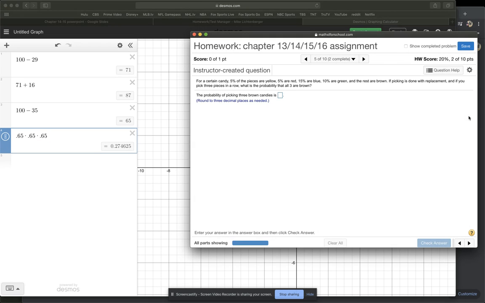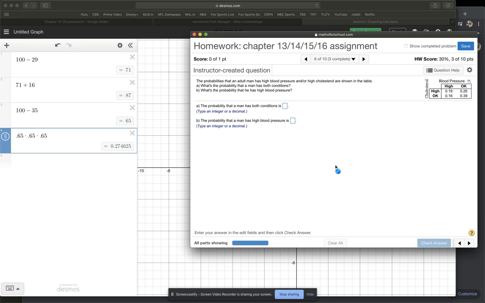That is our answer. And let's make sure we round to the correct number of decimal places. It says round to 3 decimal places. So that's going to be 0.27, and that's going to round up. So 0.275.